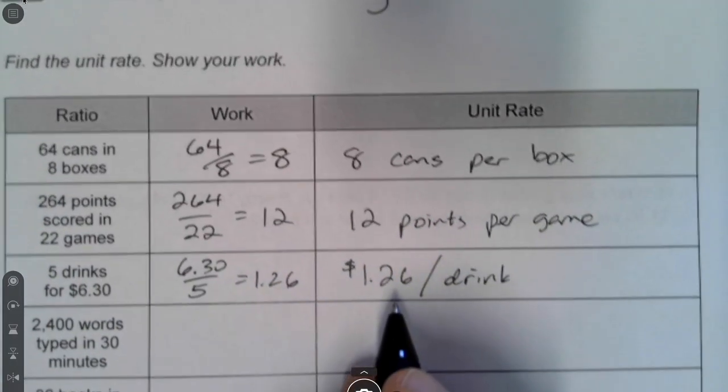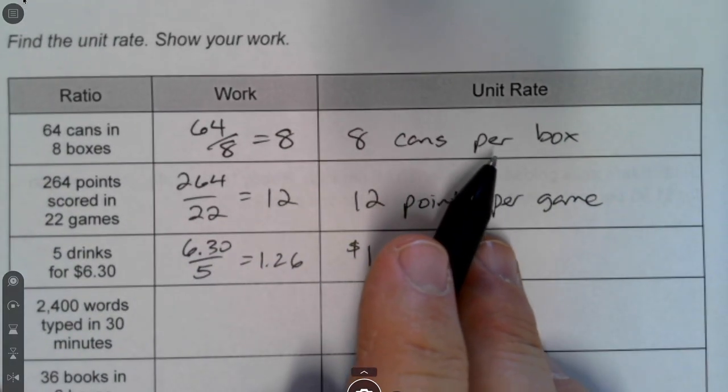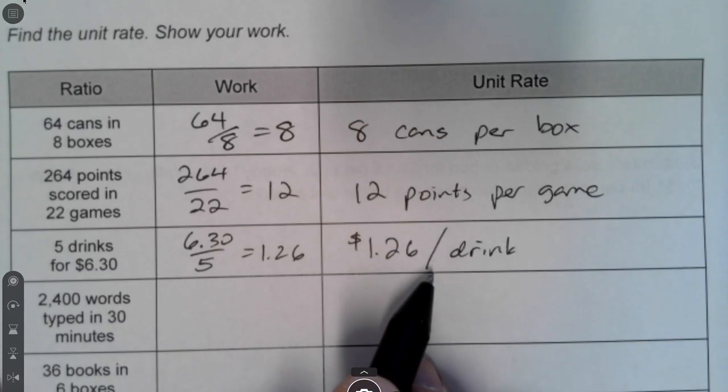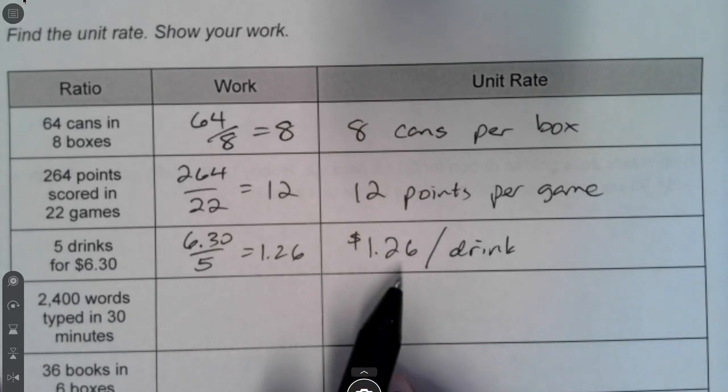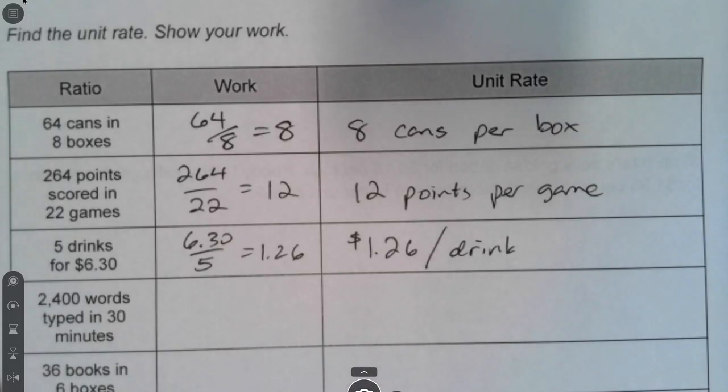And I wrote it this way to make sure you know you can certainly write the word per, P-E-R, or if you want to do a slash like this, that's a common way to say the same thing. So it's $1.26 per drink.